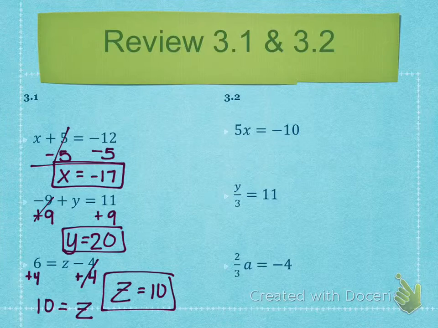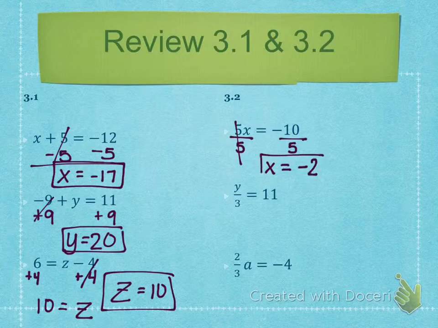Okay, now 3.2, we learned multiplication and division. So what am I going to do in this first example? Dion? Divide by 5. Divide by 5, perfect. And he knows that because it's 5 times x, so we do the opposite. What's negative 10 divided by 5? Negative 2. Do not forget, we have one negative sign, so our answer has got to be negative.